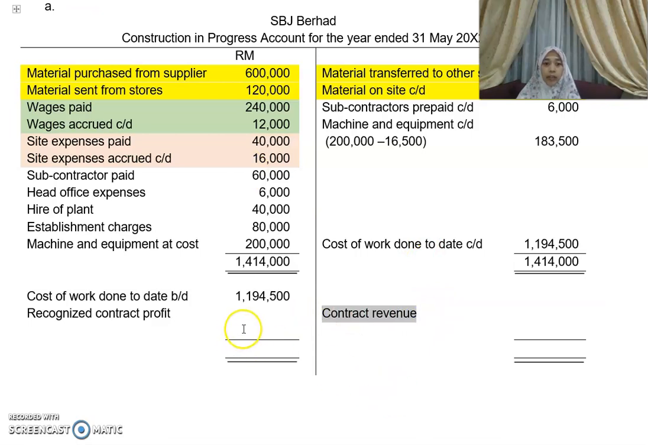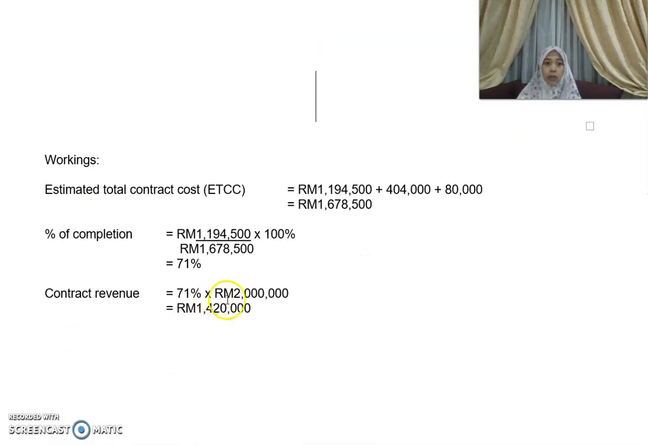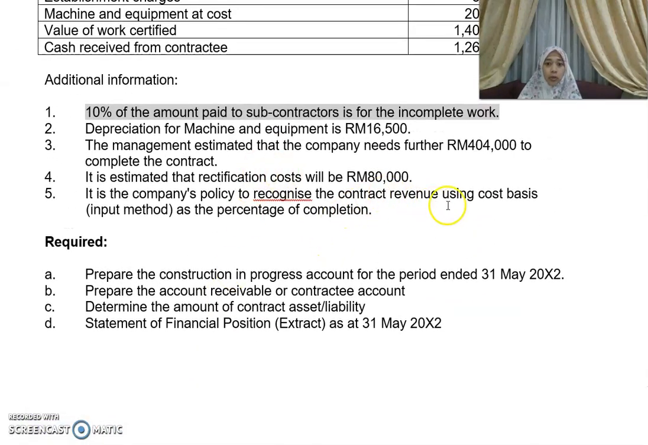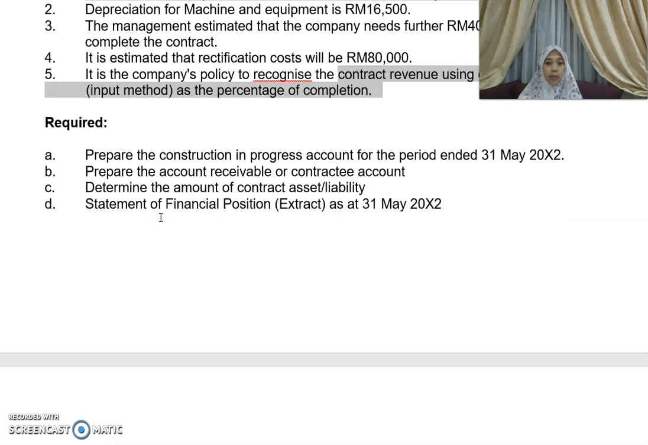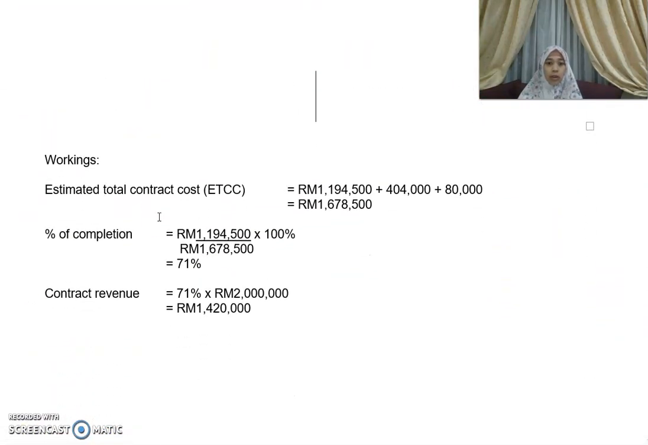Okay, and then you need to identify how much is your contract revenue. In order for you to identify the contract revenue, remember the percentage of completion, you have two methods. So in this case, from the question, you are being told that this company is using the cost basis or the input method to calculate the percentage of completion. Do you still remember how to calculate using the input method? You look at the cost of work done to date in relation to the estimated total contract cost.